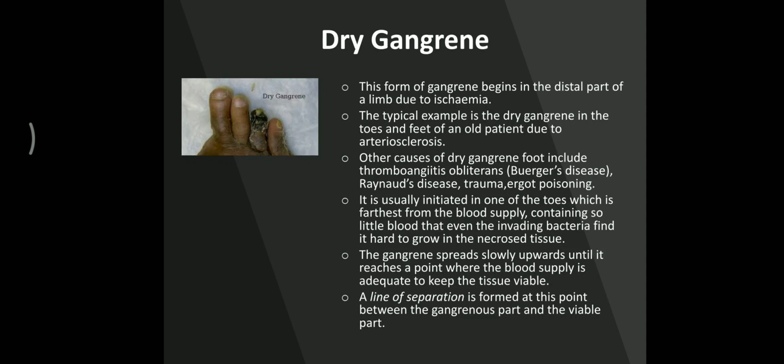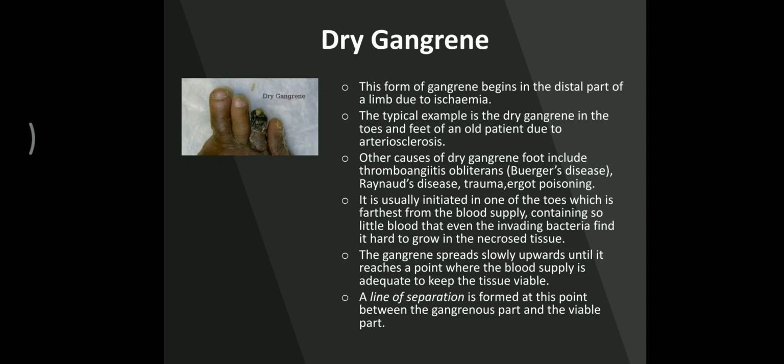Dry gangrene begins in the distal part of limbs due to ischemia. Dry gangrene typically occurs in the toes, the feet, and the fingers of the hand. The causes of dry gangrene are arteriosclerosis, Burger's disease, Raynaud's disease, trauma, or ergot poisoning.